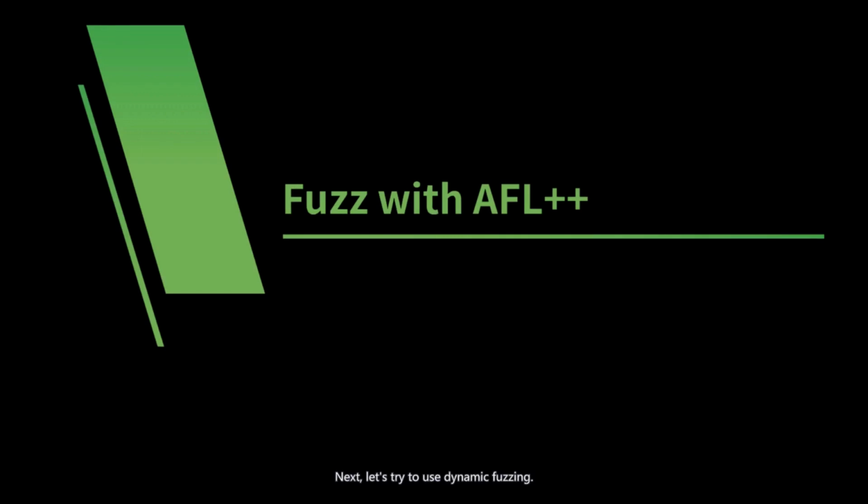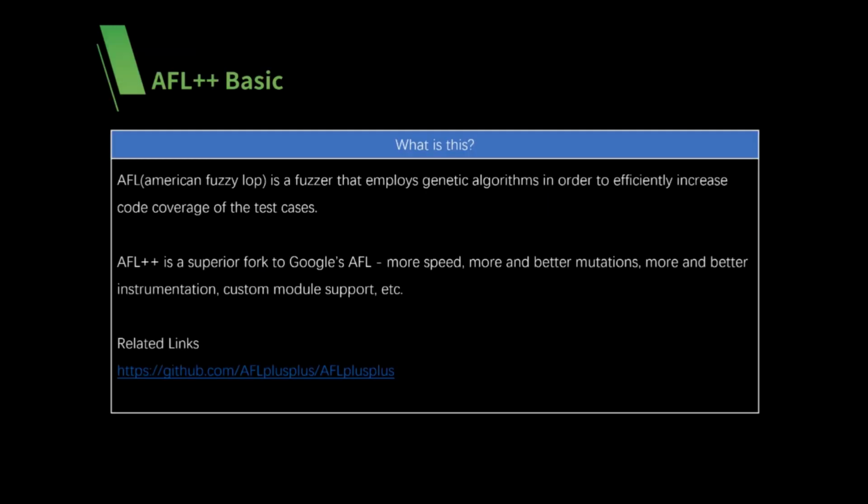Okay, next, let's try to use dynamic fuzzing. Here I use the AFL++ tool. AFL is a fuzzer that employs genetic algorithms in order to efficiently increase code coverage of the test cases. AFL++ is a superior fork of Google's AFL. It has more speed, more and better mutations, more and better instrumentation, custom module support, and so on. For more details, please refer to GitHub.